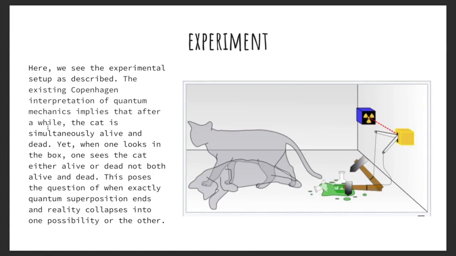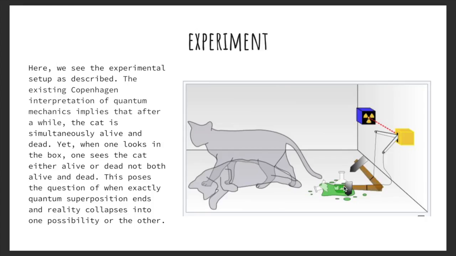So here, as we can see, there's a cat, there's a vial of poison, and we also have the radioactive substance. On detecting the radioactivity, we have the Geiger counter which breaks the vial. So here we see the experimental setup as described.